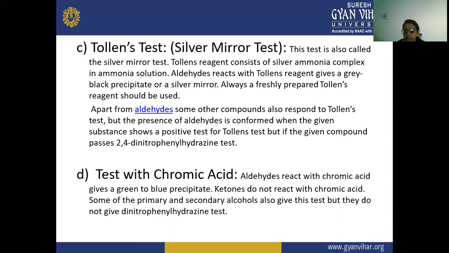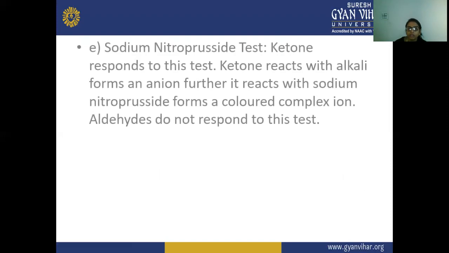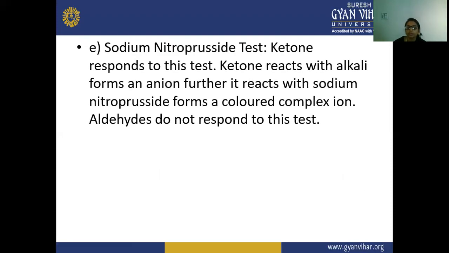These are the four tests that distinguish the aldehyde from the ketone. First is Fehling's solution test, second is the Tollens' test, third is the toluene test, and fourth is the chromic acid test. Next is the sodium nitroprusside test.